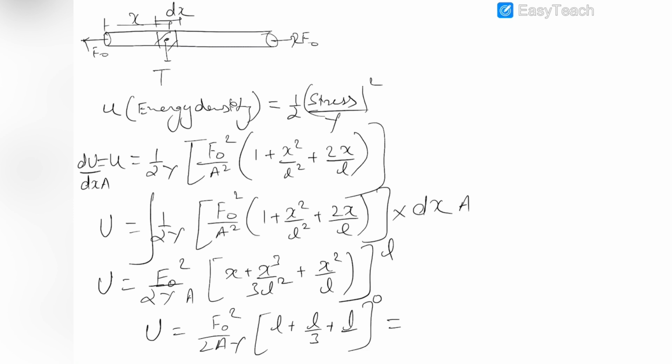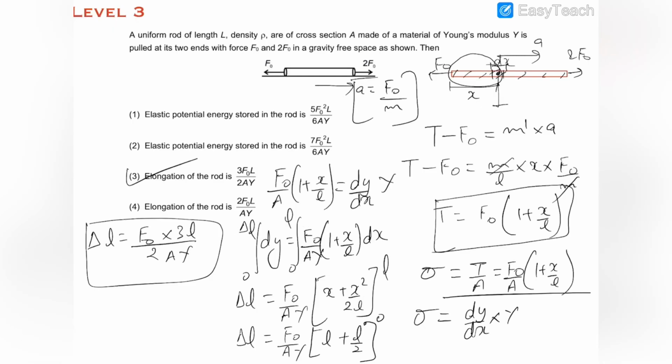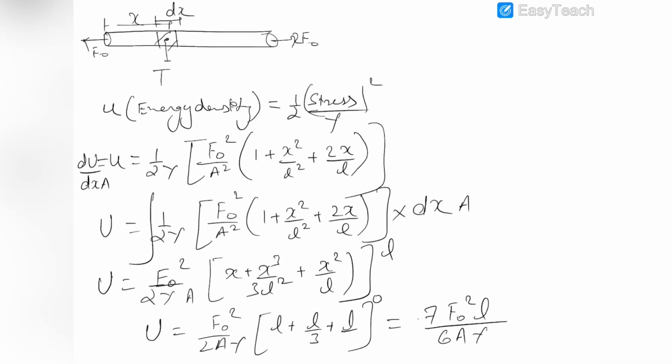So you can see that it is equal to 7L by 3. So U will be equal to 7 F naught square L by 6a gamma. So the energy stored in this wire will be 7 F naught square L by 6a gamma. So another correct option will be option number 2. Okay, now we move on to the next question.